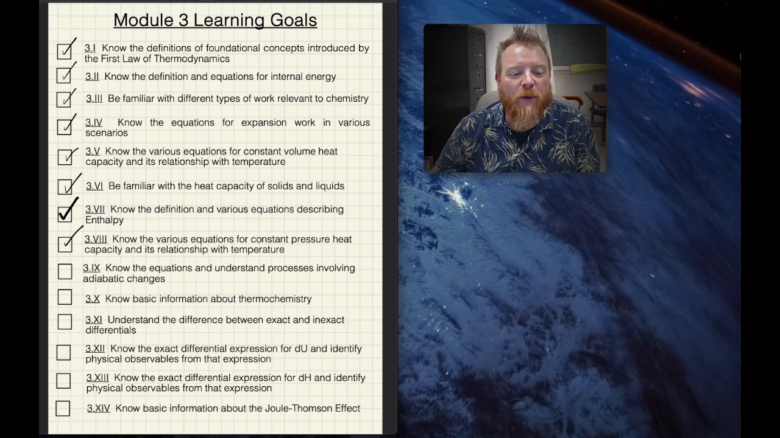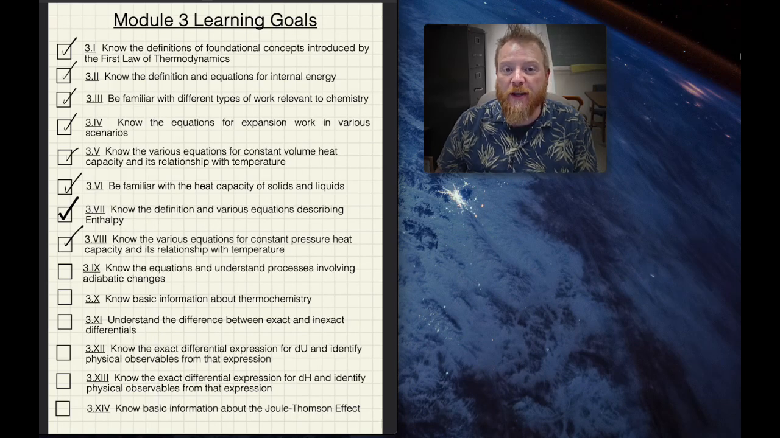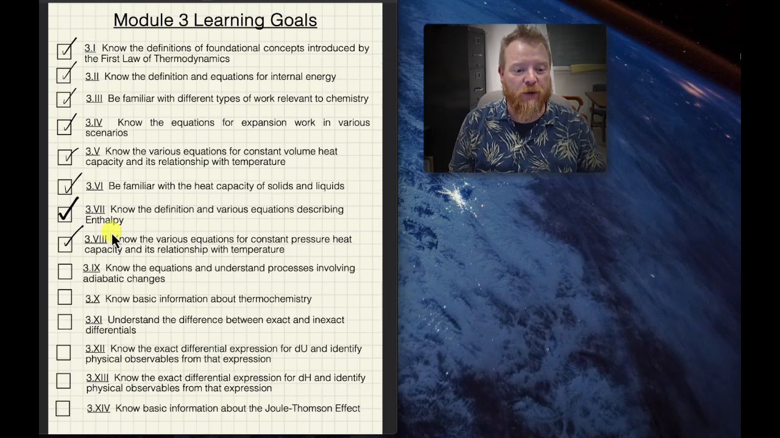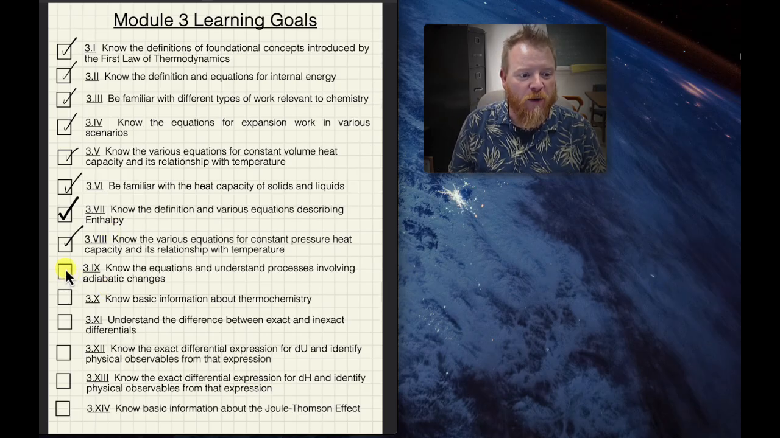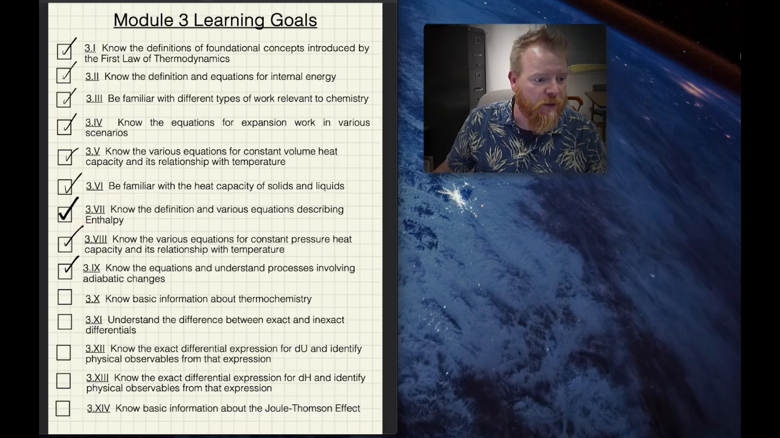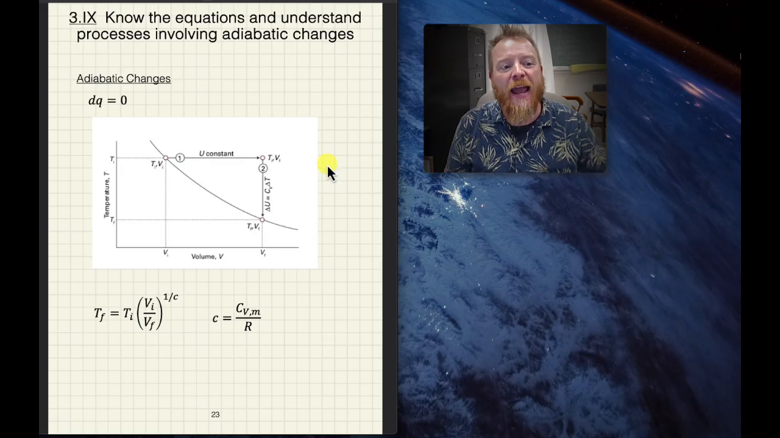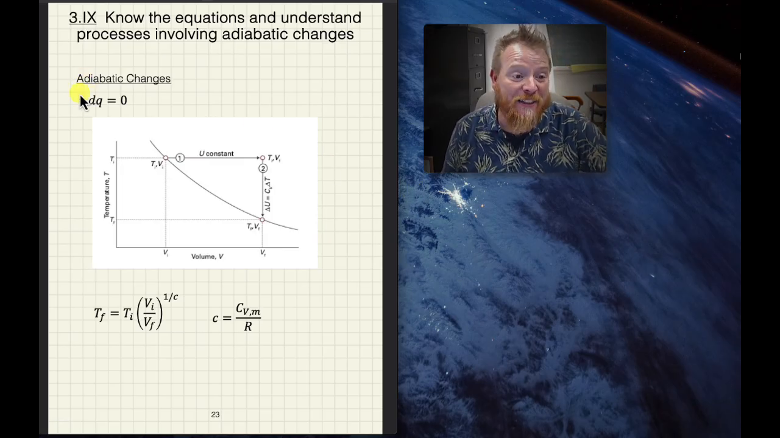All right, party people. So we're going to move into talking about a new type of scenario, one we haven't considered before, and that's for adiabatic changes. Okay? So let's get to the slide and we'll set up the idea. So in an adiabatic change, recall, no heat is exchanged, right?